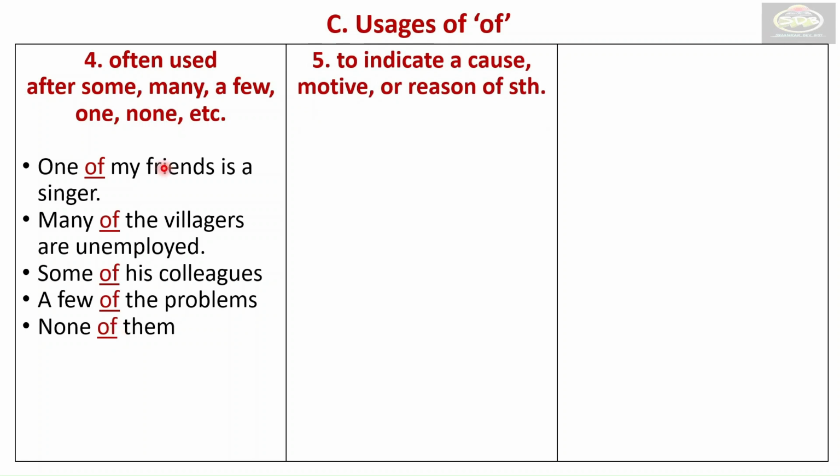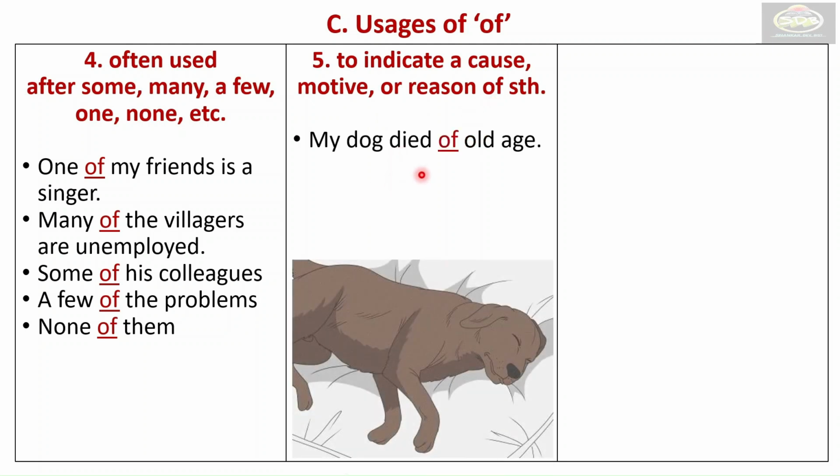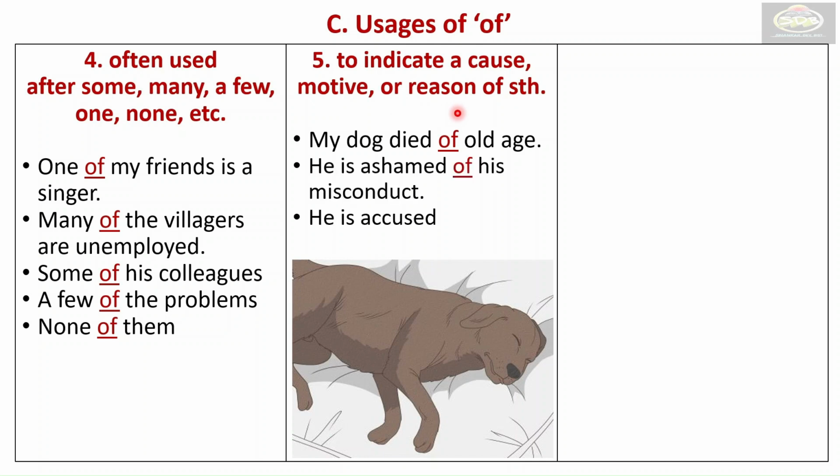Next, to indicate a cause, motive, or reason of something. Example, my dog died of old age. It means, my dog died because of old age. To express a cause, motive, or reason, we use of in this situation. Die of, ashamed of, accused of, in this way.